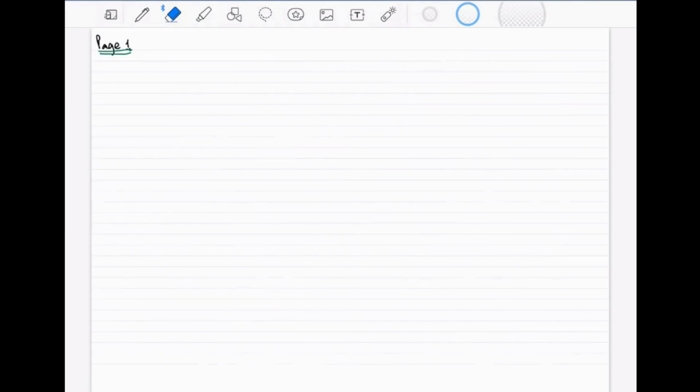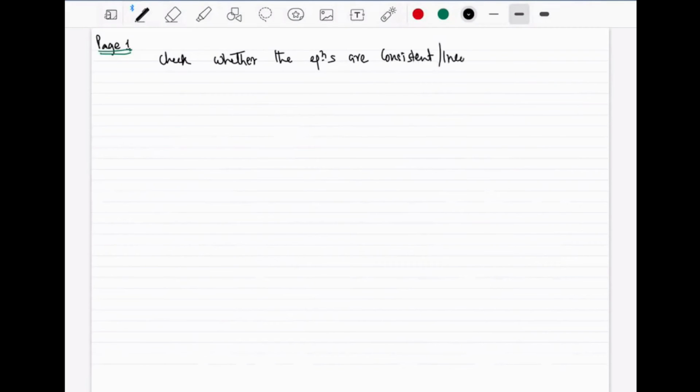Okay, so first of all, I'm taking up this question. The question is to check whether the equations are consistent or inconsistent. You have to check which of these three conditions is satisfied. So first one, Roman number one, we are taking up x plus y is equal to 5, 3x minus 5y is equal to 9.